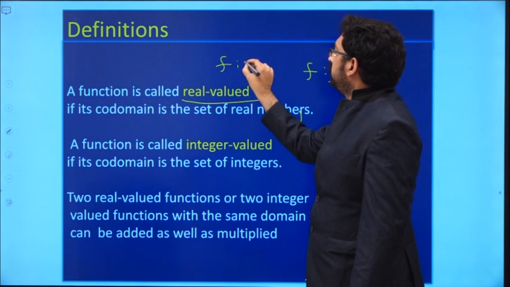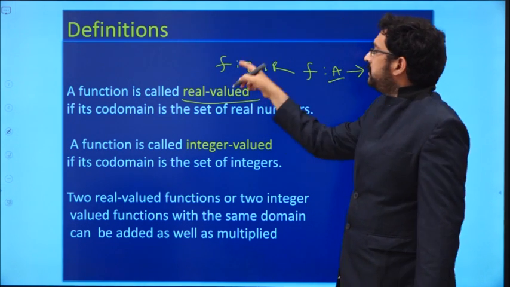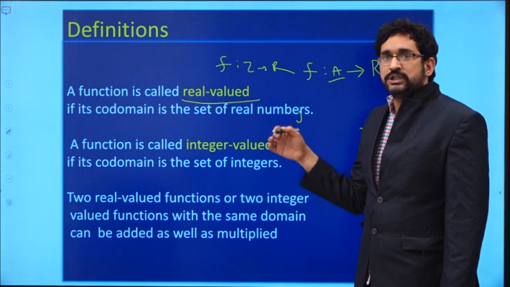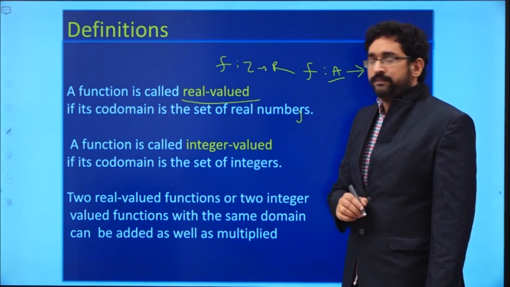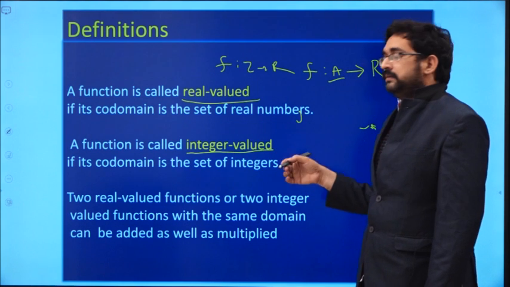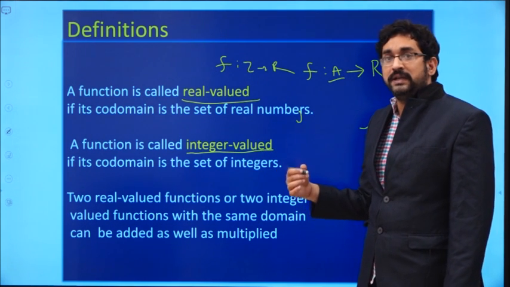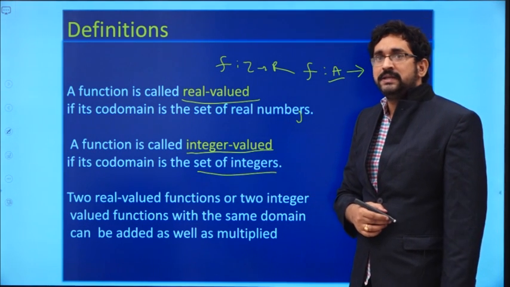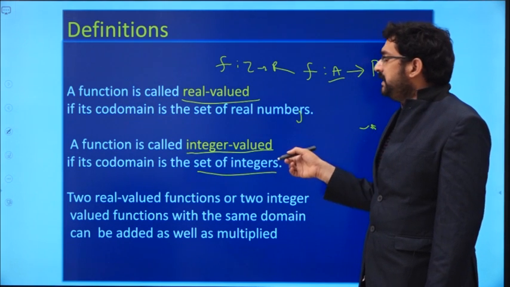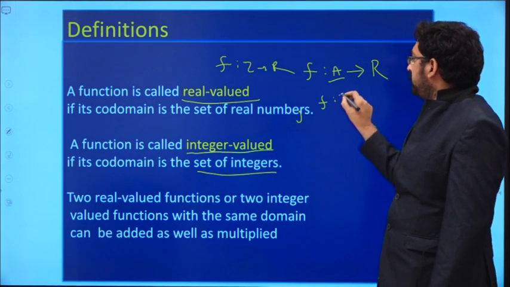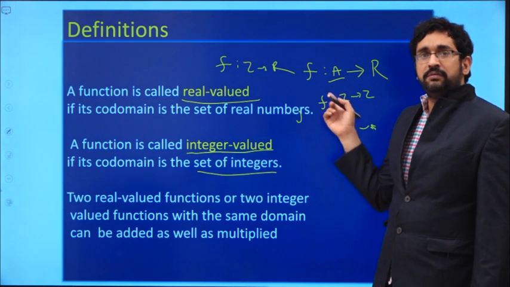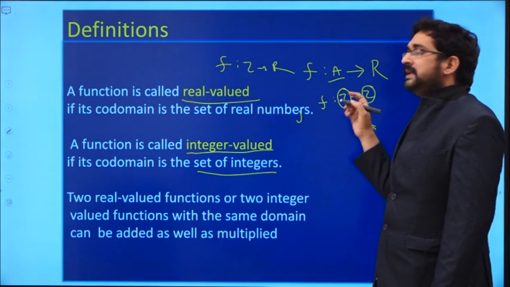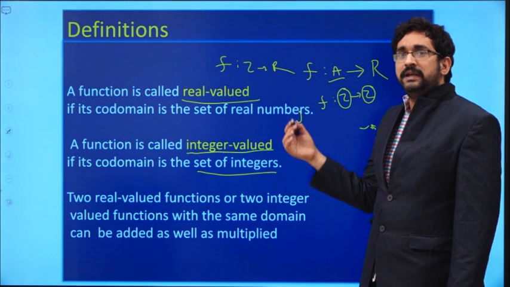Similarly, one more example, f from Z to R. If the codomain is the set of all real numbers, that type of function is said to be a real valued function. Similarly, integer valued function. So when can we say that a function is integer valued? If the codomain is the set of all integers, then such a function is said to be integer valued. For example, f is a function from Z to Z. If the codomain is the set of all integers, then it is integer valued.